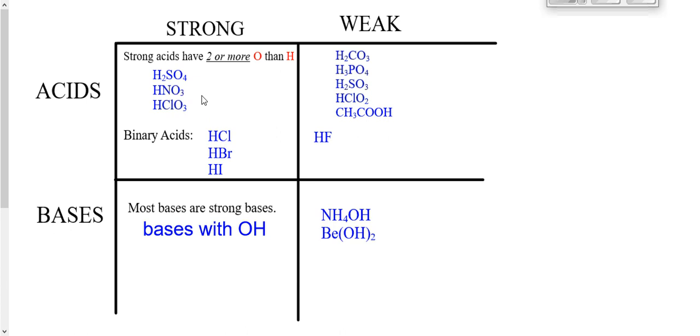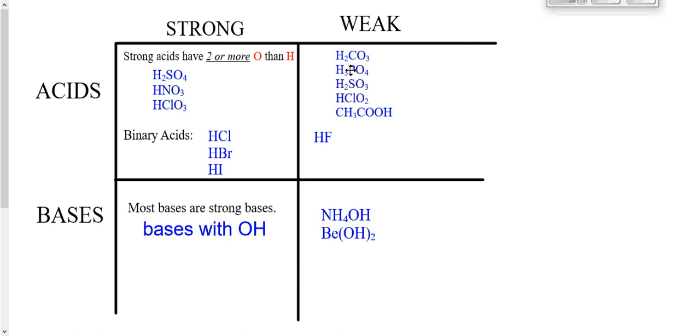Again, a strong acid. If I subtract oxygens and hydrogens and I get a number less than 2, that would indicate that was a weak acid. 3 O's minus 2 H's, 3 minus 2 is only 1. Carbonic acid is a weak acid.